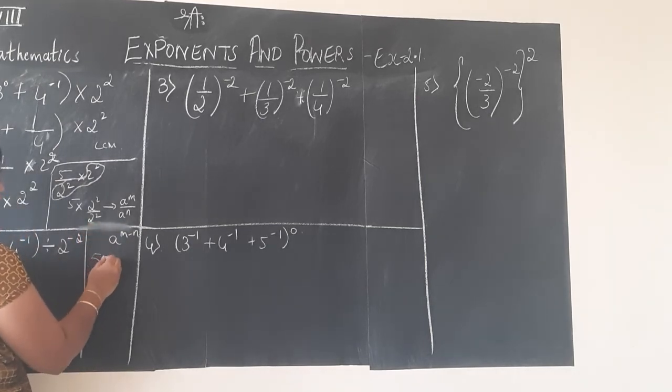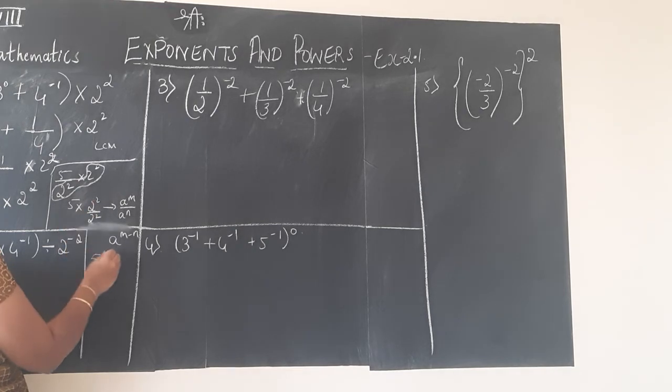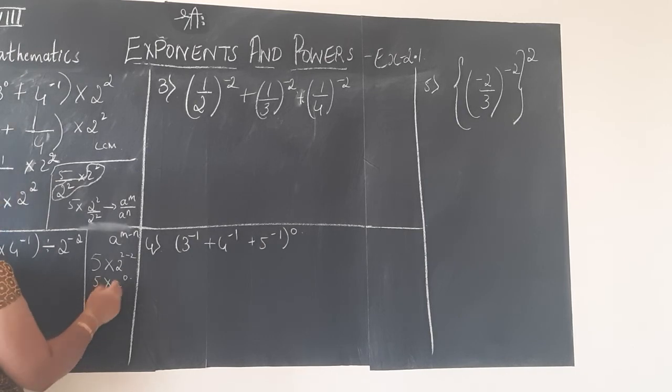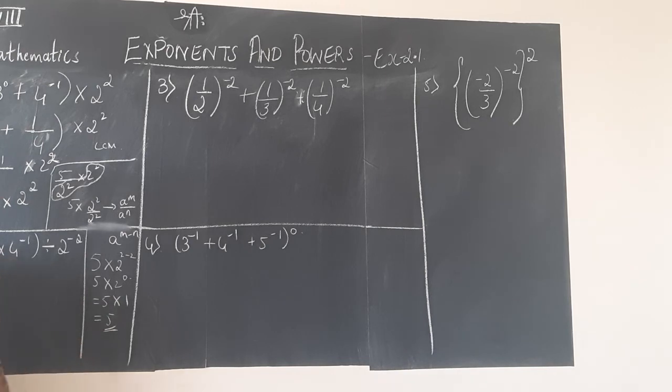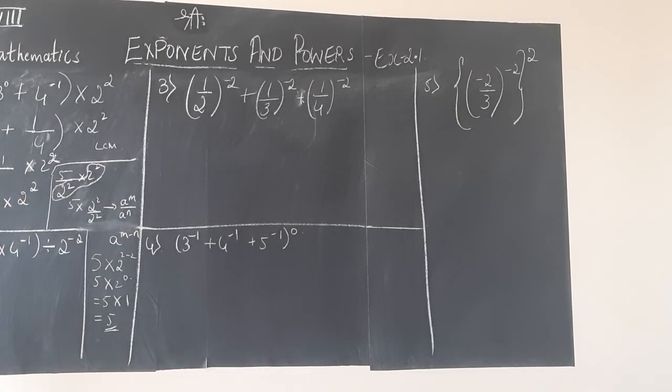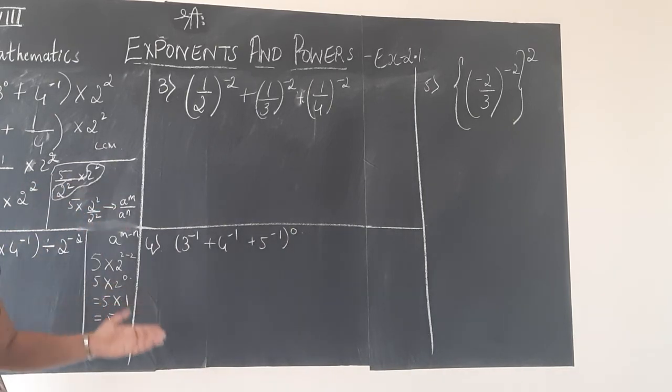It will be 5 into 2 to the power 2 minus 2. 2 to the power 2 minus 2 is 0. We know any number to the power 0 is 1. It is 5 into 1 which is clearly equal to 5 children. This is how you will solve. Simply you should not cancel off 2 square and 2 square by writing 2 square as 4. You should simplify it by using the law of exponents always.